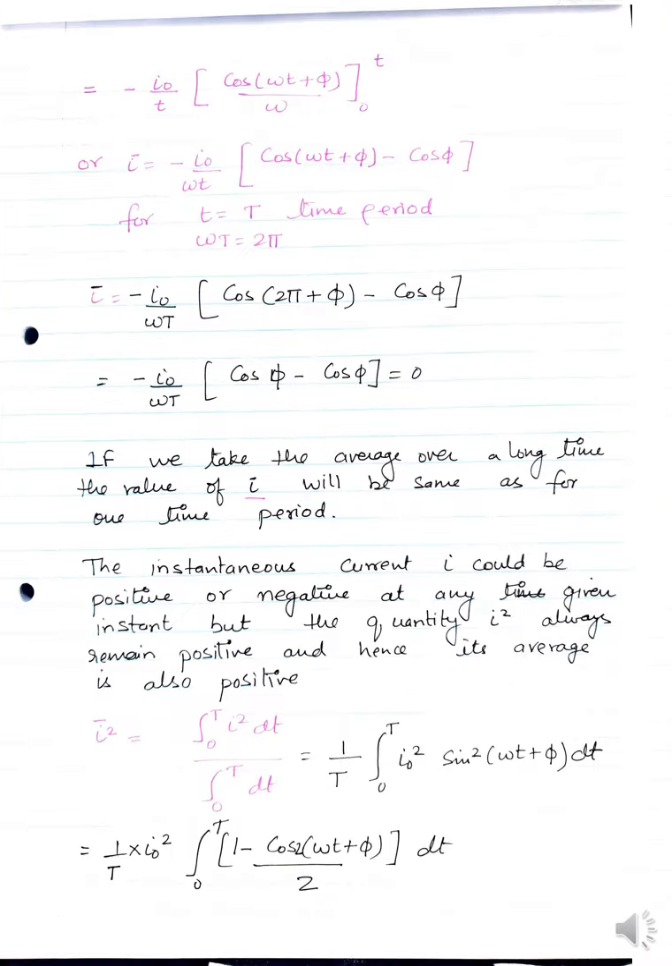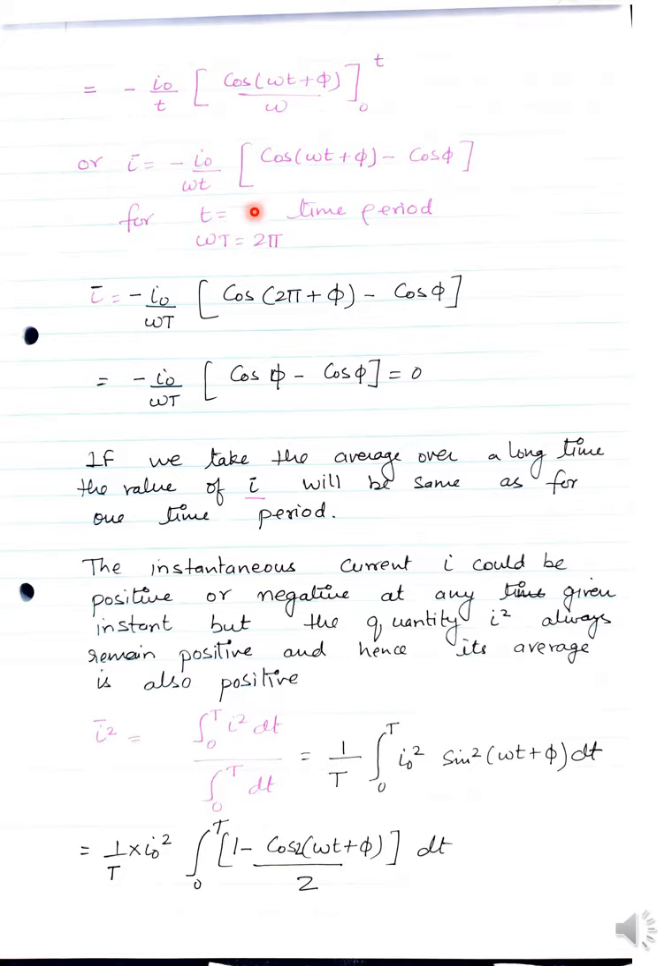So it will be I naught sine omega t plus phi integrated over time. There will be a minus sign outside due to the integration. When we are integrating sine, we get minus cos of whatever the angle is, divided by the constant, so it's minus cos omega t plus phi divided by omega. We are integrating from 0 to T, so the limits of integration come here. When you put the upper limit, it will be omega t plus phi. When you put the lower limit, t equals 0, so it will be minus cos phi.